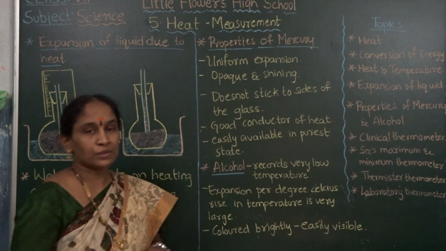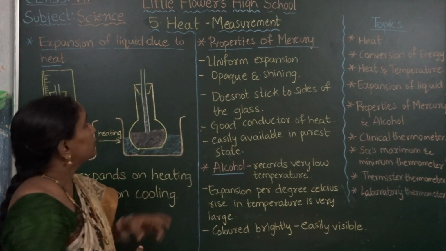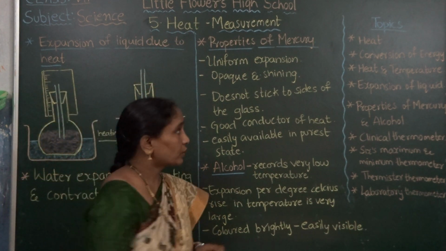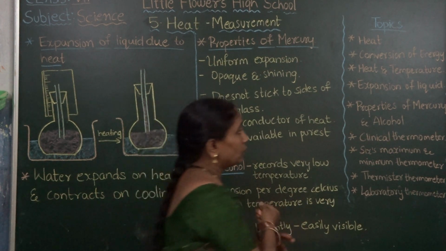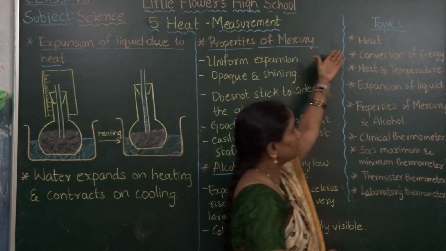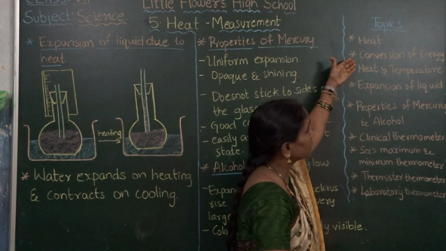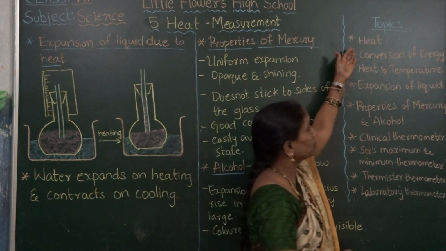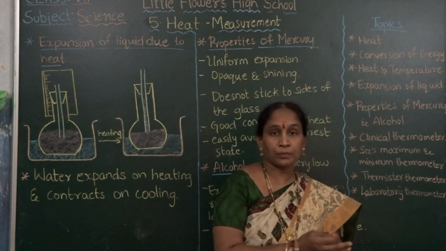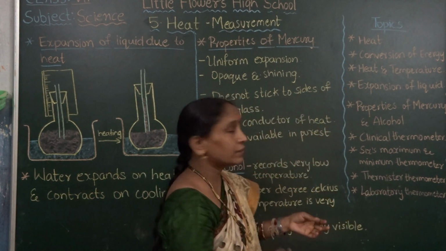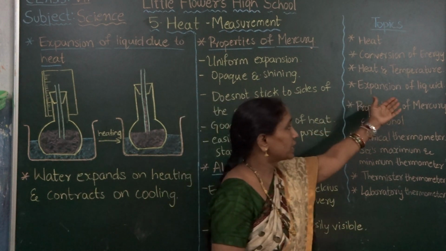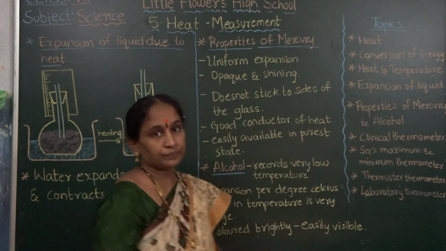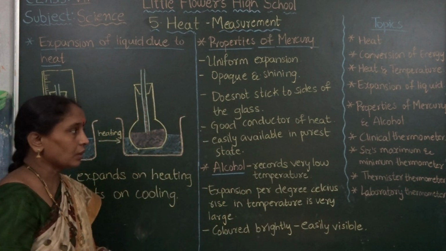Today I am going to explain 7th class science, lesson number 5, heat measurement. In this chapter, we have already discussed heat, conversion of energy, and heat and temperature in the previous video. In this video, I am going to explain expansion of liquids, and properties of mercury and alcohol.